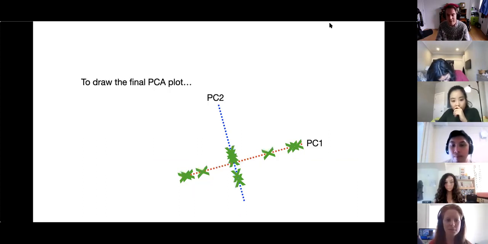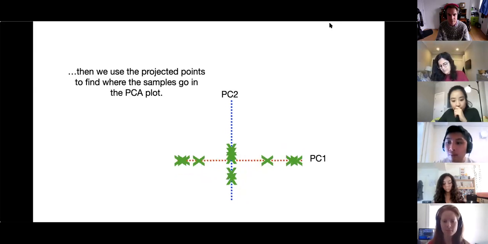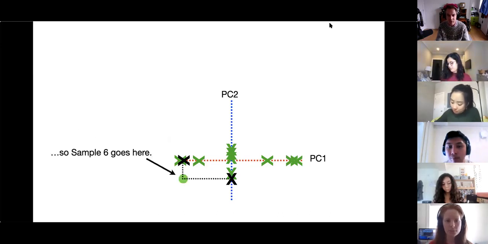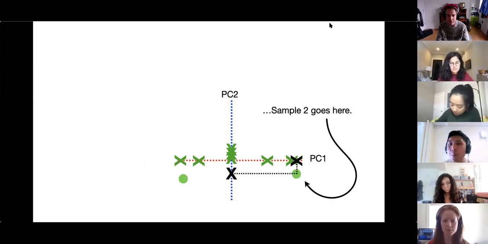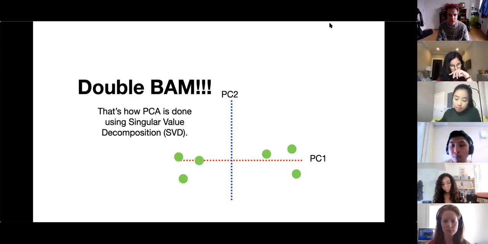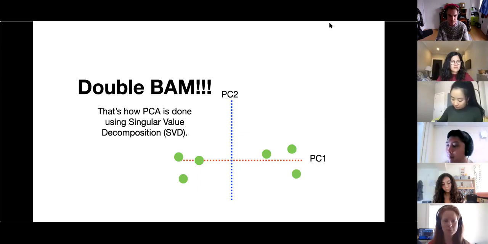To draw the final PCA plot, we simply rotate everything so that PC1 is horizontal. And then we use the projected points to find where the samples go in the PCA plot. For example, these two projected points correspond to sample 6. So sample 6 goes here. Sample 2 goes here. Sample 1 goes here, etc. Double bam. So that's how PCA is done using singular value decomposition, or SVD for short.